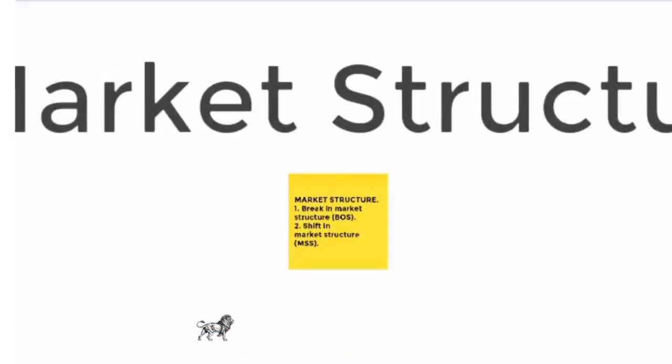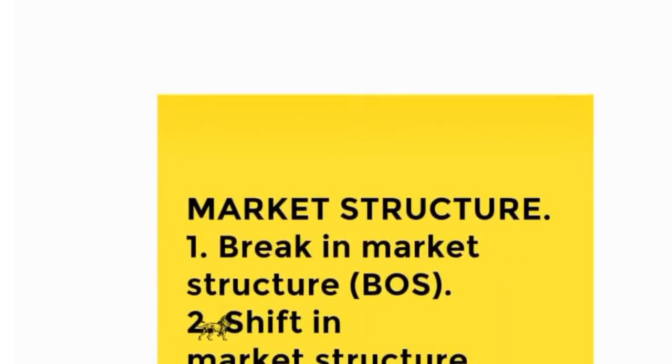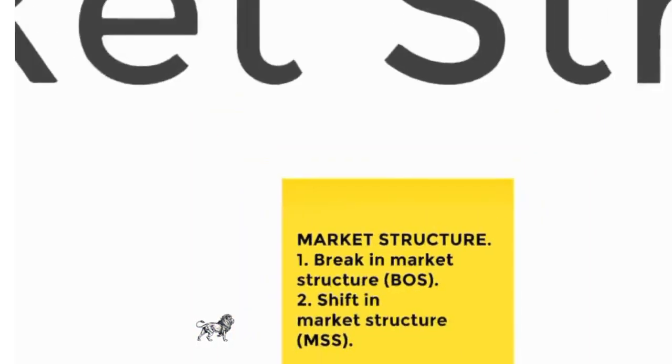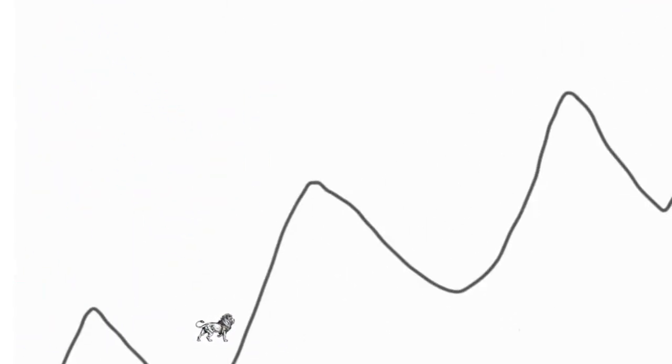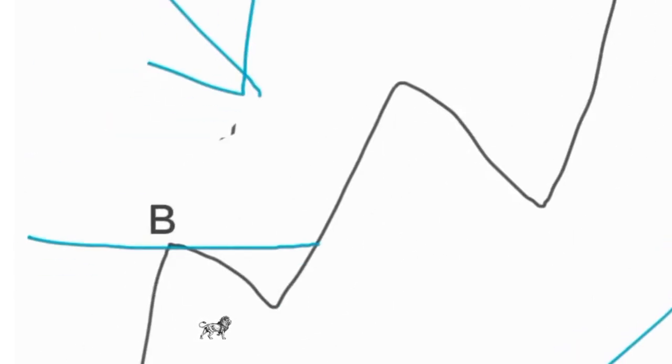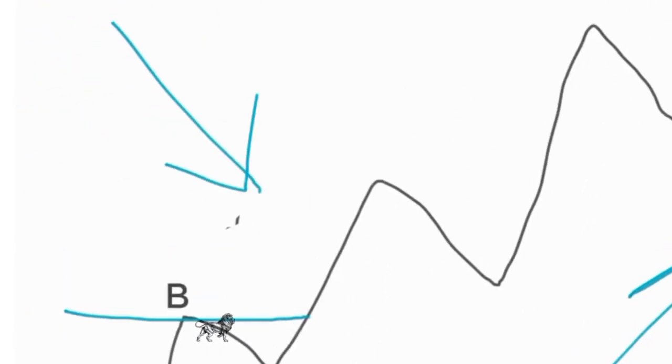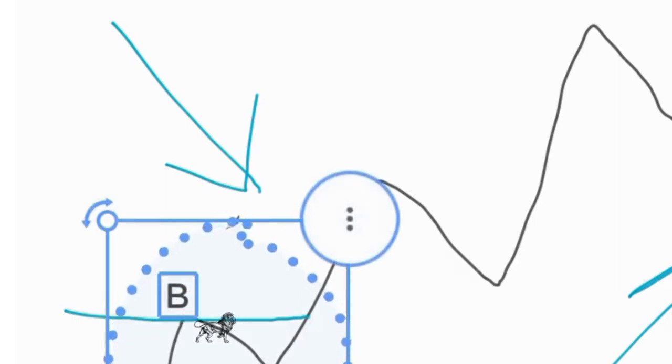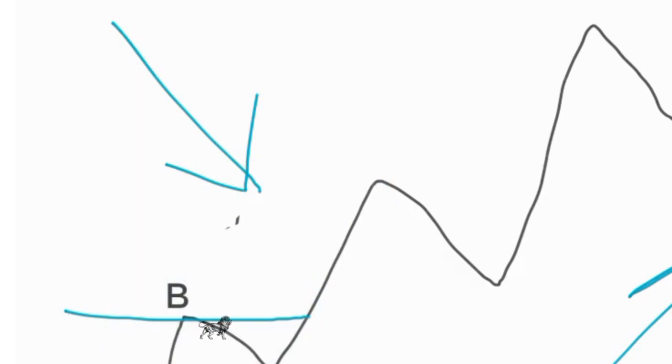Now I actually made a note here. I said BOS is breaking market structure. Later I will show you what MSS or CHOCH means. It means shifting market structure. But let's talk about breaking market structure first. Good. Now we are done with this support and resistance. All right. So now let's move to the next.